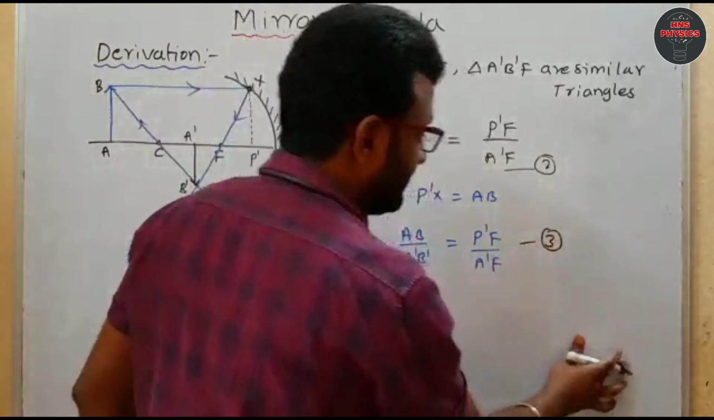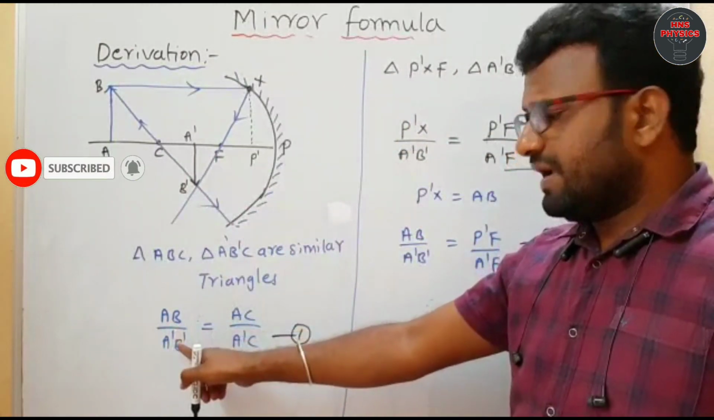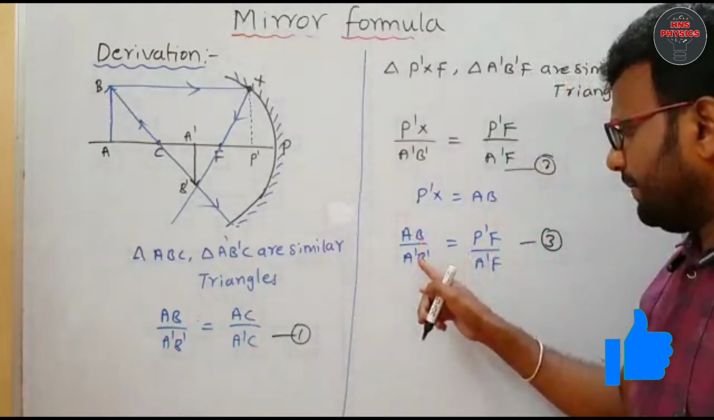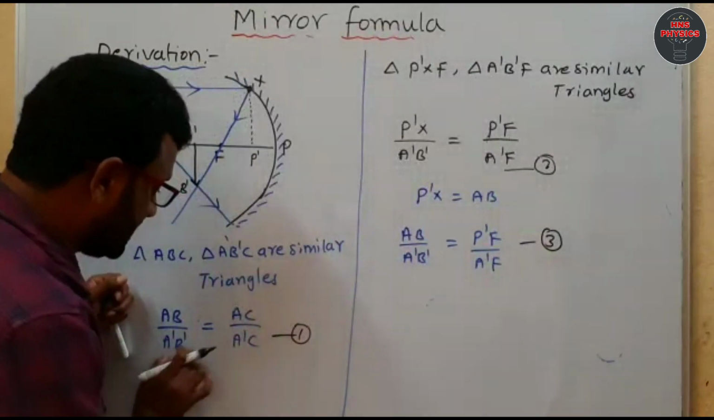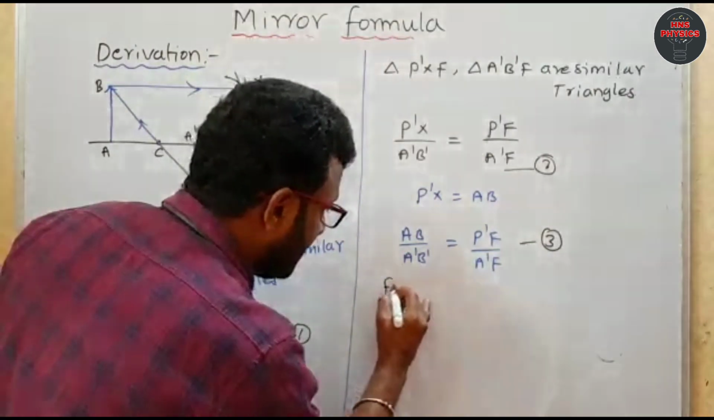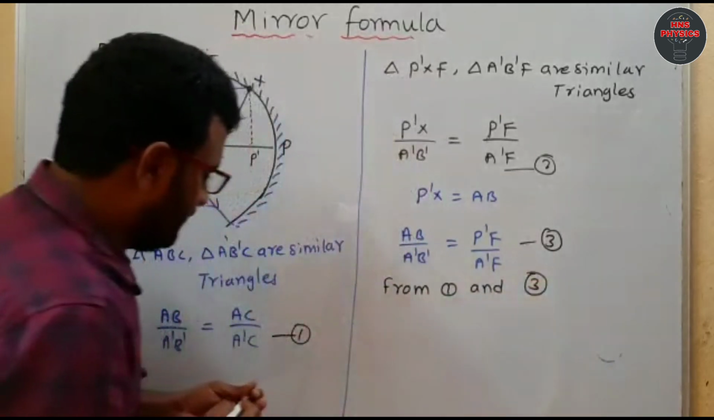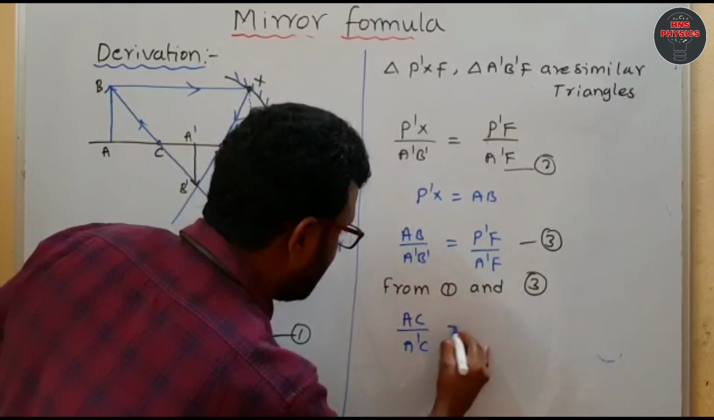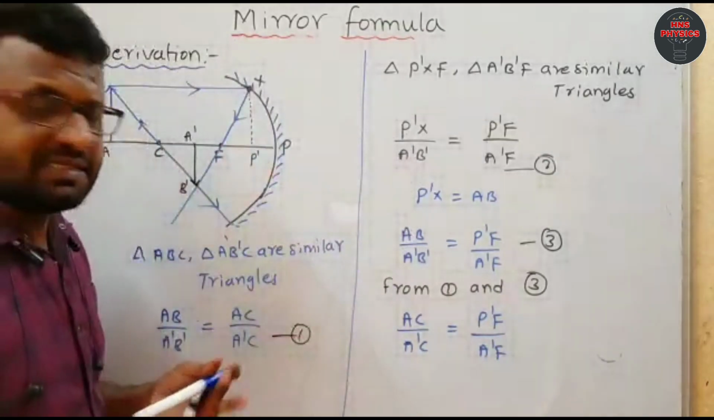Now if you observe equation 1 and 3, what is there in equation 1? AB by A'B' equal to AC by A'C. If you observe equation 3, AB by A'B' is equal to P'F by A'F. So now in place of AB by A'B', I am going to write this AC by A'C value. So from equation 1 and 3, if you write here, AC by A'C equal to P'F by A'F. Now you can consider this as equation 4.